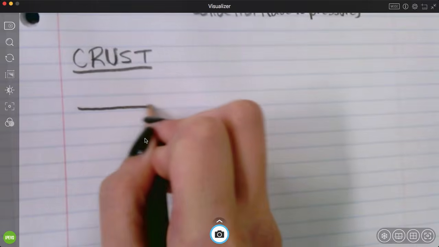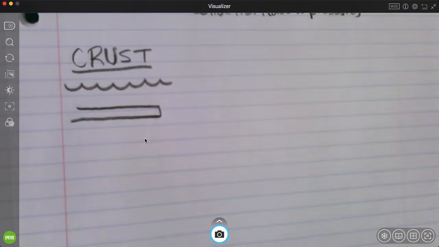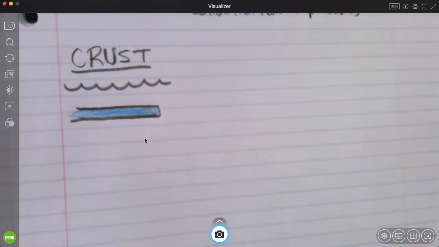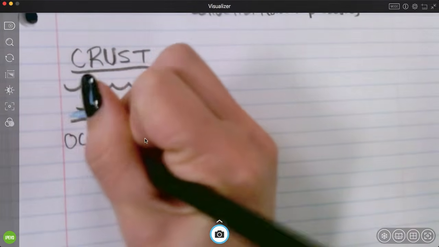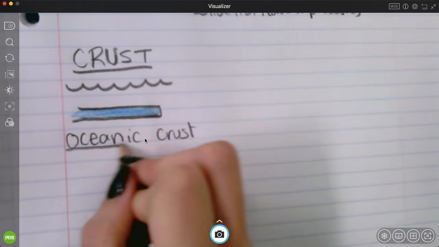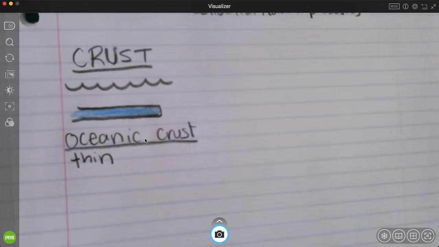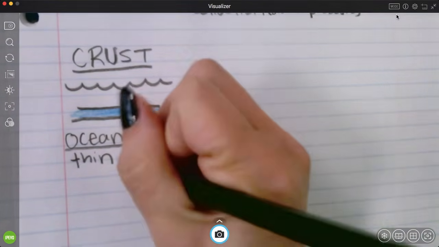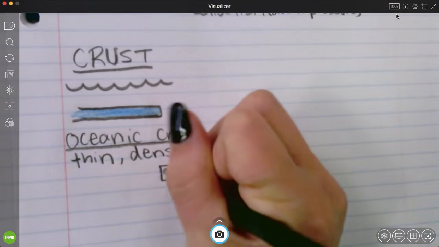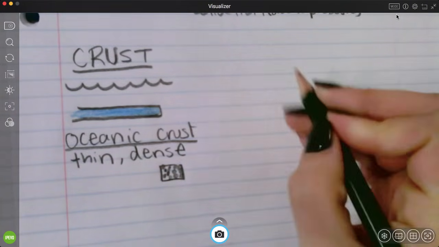Our first one, I'm just going to draw a very thin little bar and put some water on top of it. And this is where the colors come in. I'm going to color this blue. And I'm coloring that blue because this is oceanic crust. Oceanic crust is the thinner of the two crusts. That's why the oceans are on top of it. But it is dense. And what we mean by dense is it has a lot of mass packed into a little space. So it's like heavier. Imagine it being heavier.